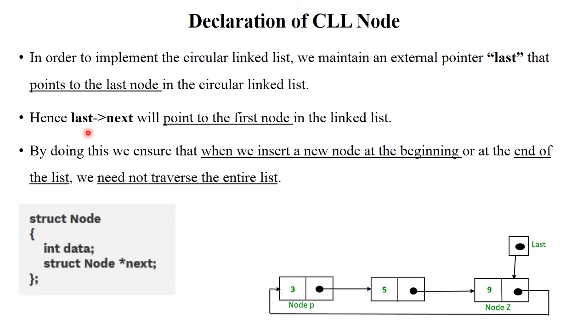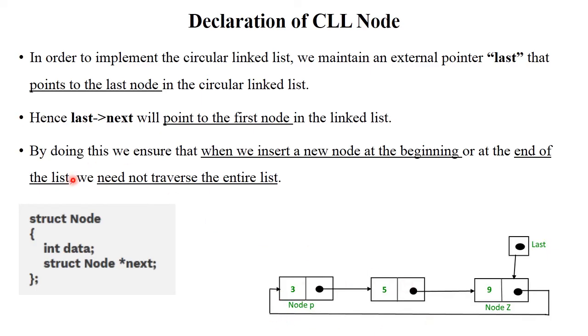Okay. So last of next will point to the first node in the linked list. We already mentioned this is called the data part and this is called the next part. The next part stores the address of the next node, right? So this last pointer, last of next, stores the address of the first node. Clear?